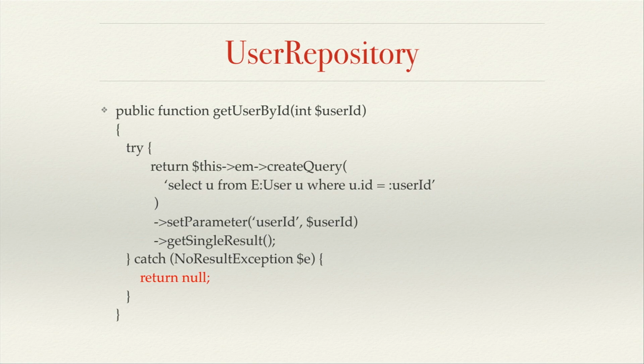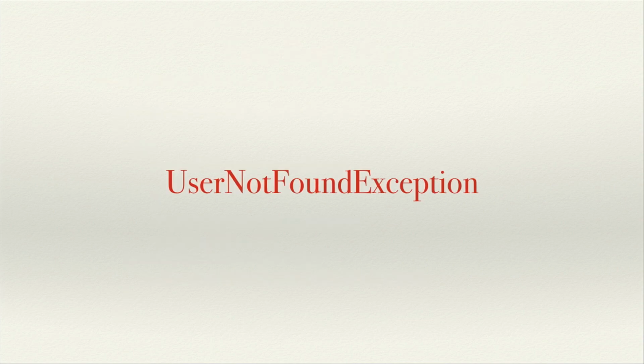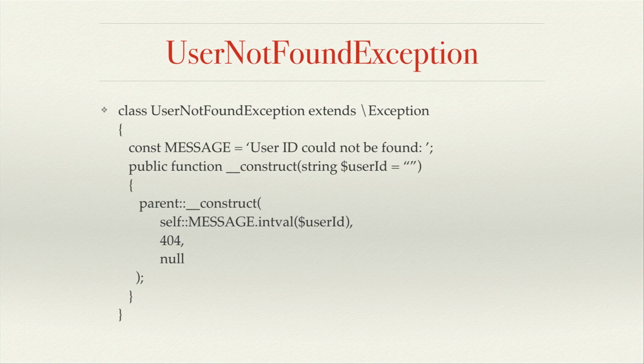All right, so remember this repository that we had where we were returning null. Well, what we could try to do here is, instead of returning null, we could throw a new UserNotFoundException to which we pass the user ID. So that's the exception. That's kind of what it could look like.